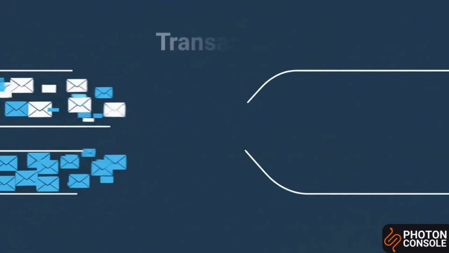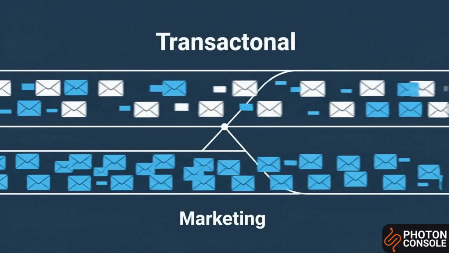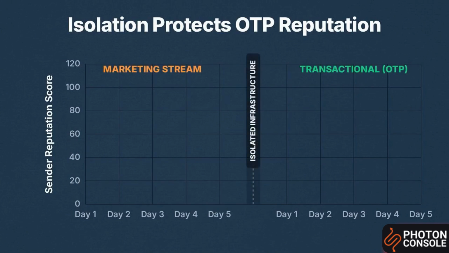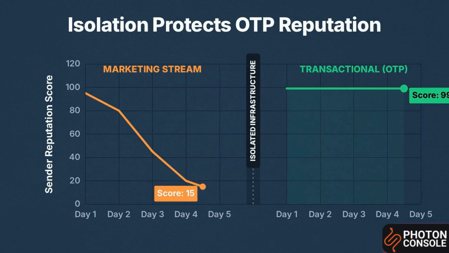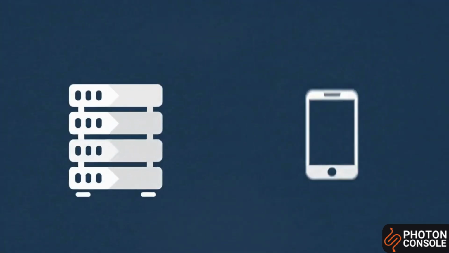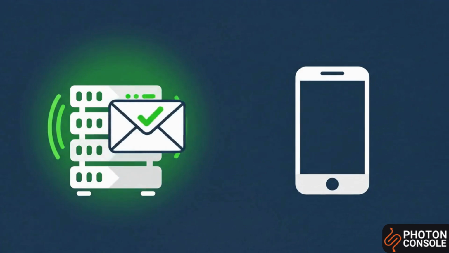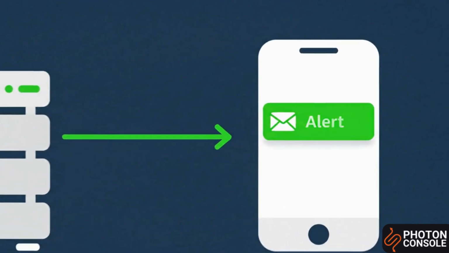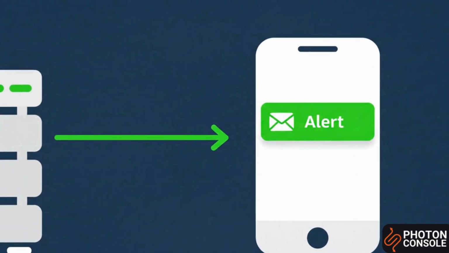To restore speed and reliability, you have to physically isolate the two streams. With this isolation, a high-bounce marketing campaign cannot cross-contaminate your transactional infrastructure. Your OTP retains a perfect protected sender reputation. Removing that ISP roadblock guarantees instant inbox placement. The silent churn stops because the user actually gets the code they requested.